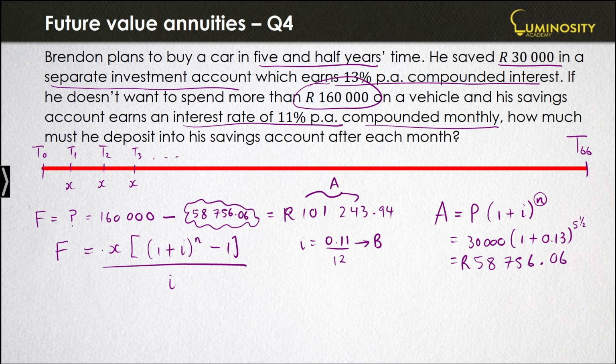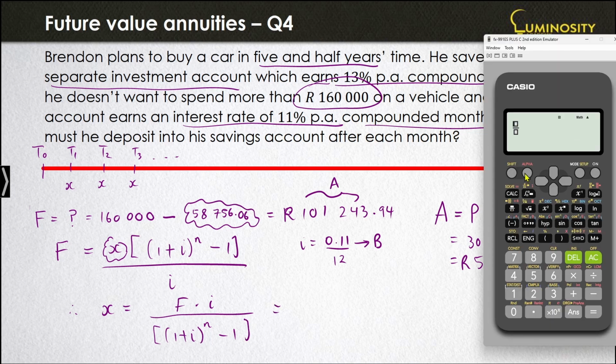So now I can solve for X here. That's what we want: how much does Brendan deposit into his savings account after each month to attain this future value of 101,000? If I solve for X, it's the future value times the interest, all divided by (1 plus i) to the power n minus 1. In my calculator, the future value was that value A that we worked out, times the interest rate, which we called B, divided by (1 plus the interest rate B). So just be careful what you put into your variables. Raised to the power n, which in this timeline was 66 months, minus 1.